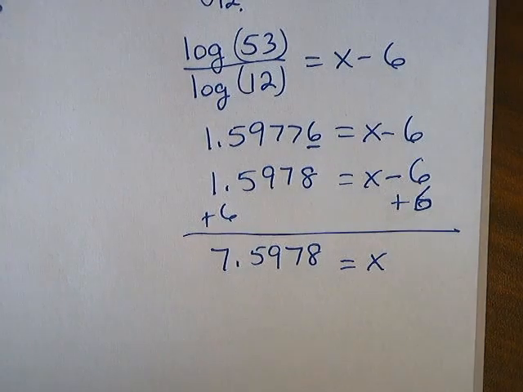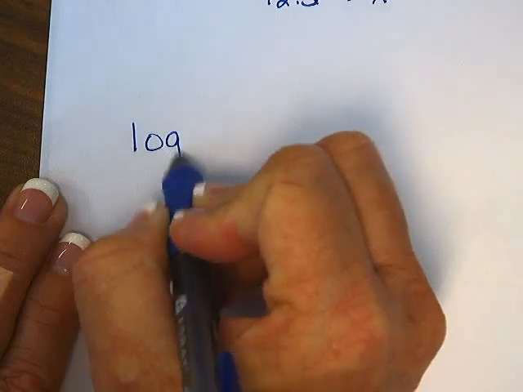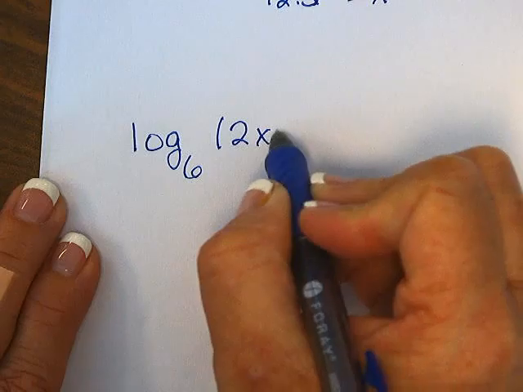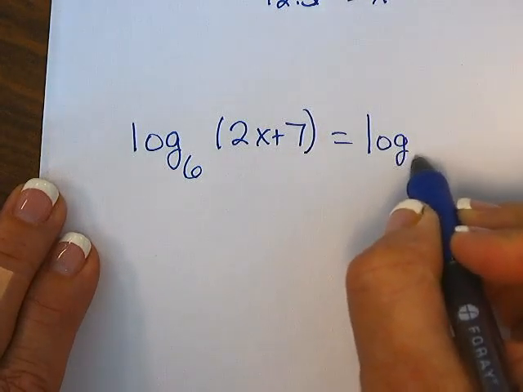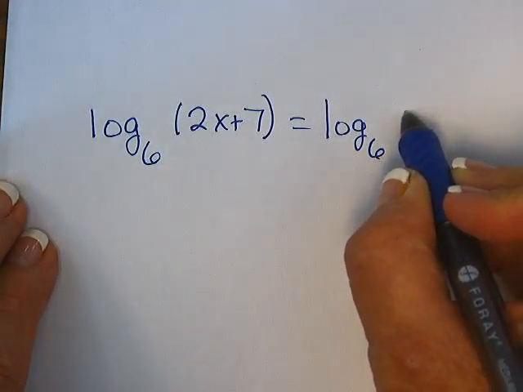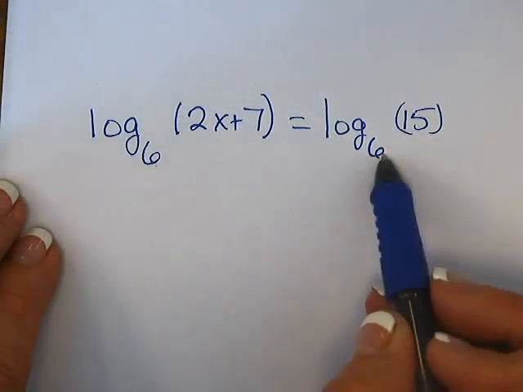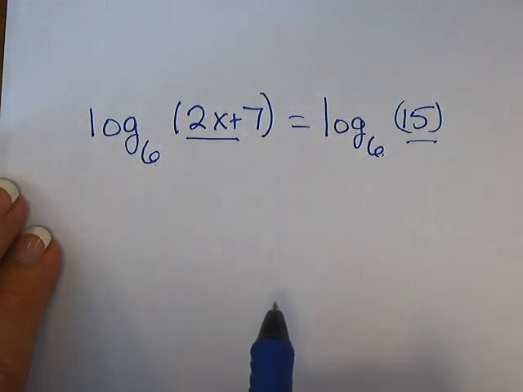Okay, let's try one more equation. And let's have this one where we use our equals. If we have a log, let's say log base 6 of 2x plus 7 is equal to log base 6 of 15. If we have two logs with the same base equal to each other, we can say the two values are equal to each other.